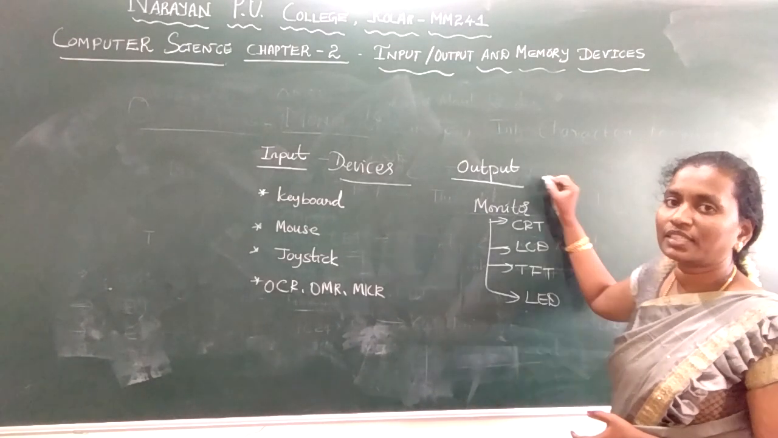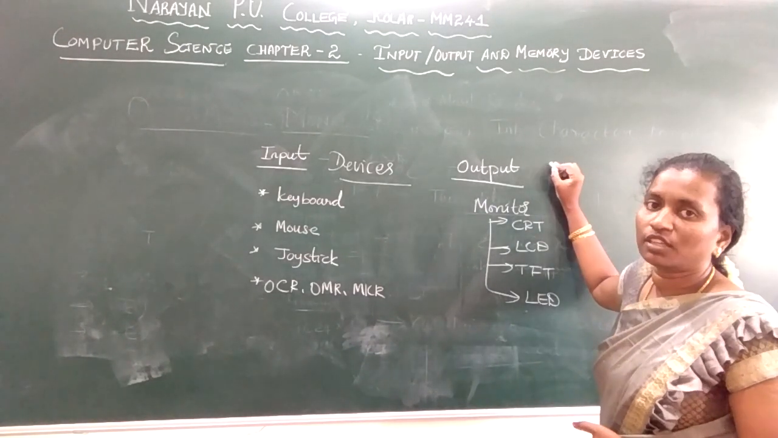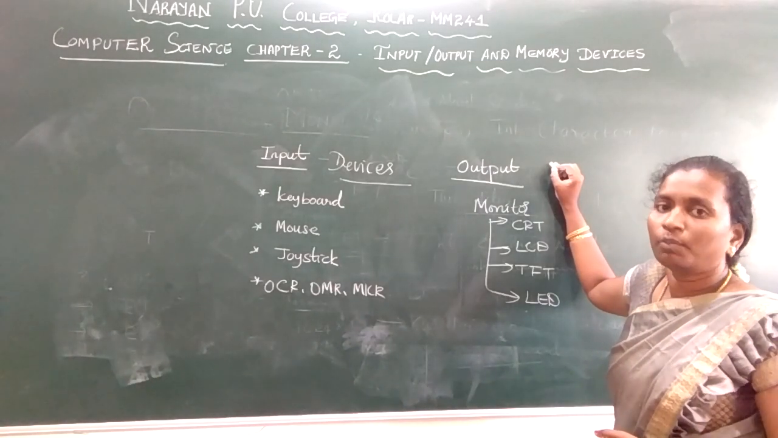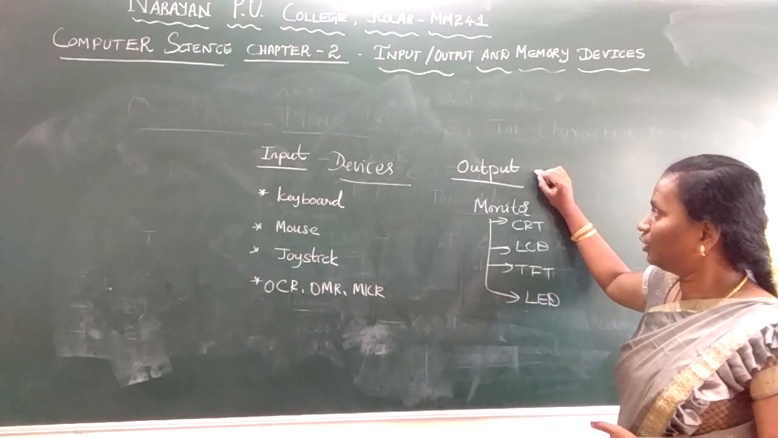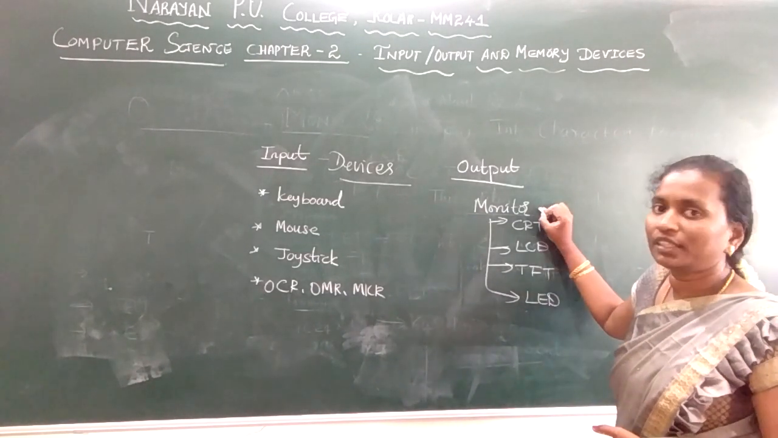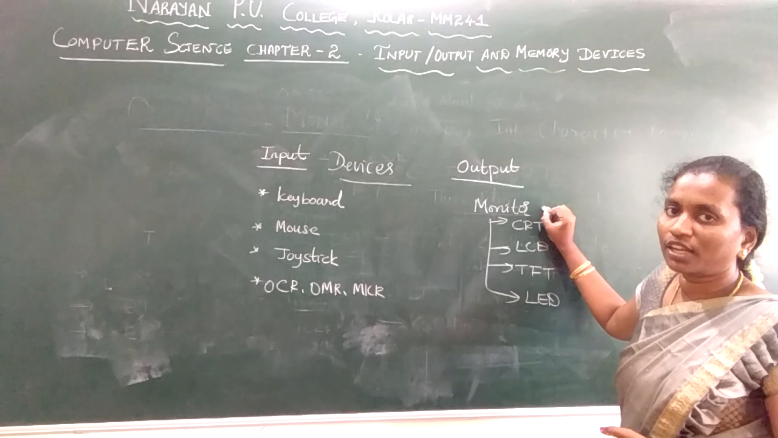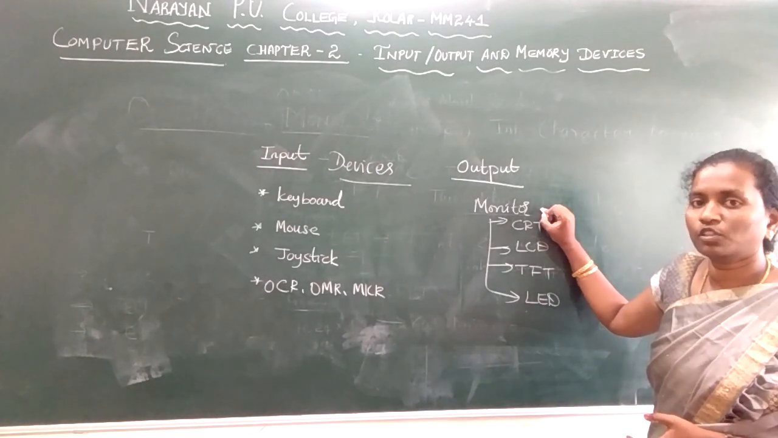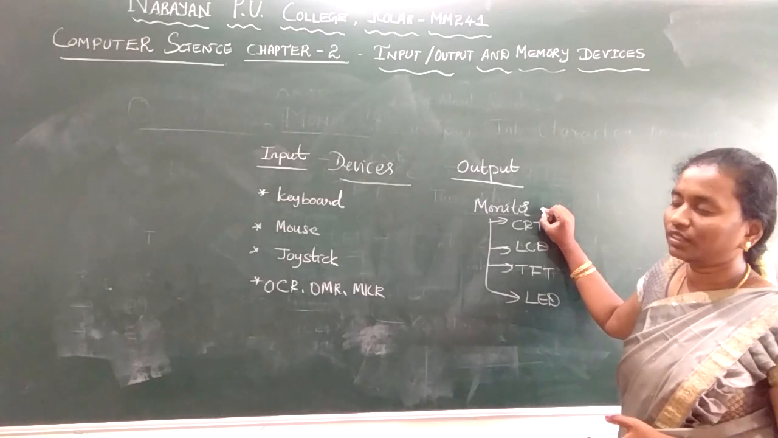What are the output devices I discussed? The first and foremost output device is your monitor. Then we have printer, speaker, projector, etc. But in today's class, we could cover only till monitor. Monitor is also called video visual display unit. We have seen about the aspect ratio. It is 4:3, that is width and height.